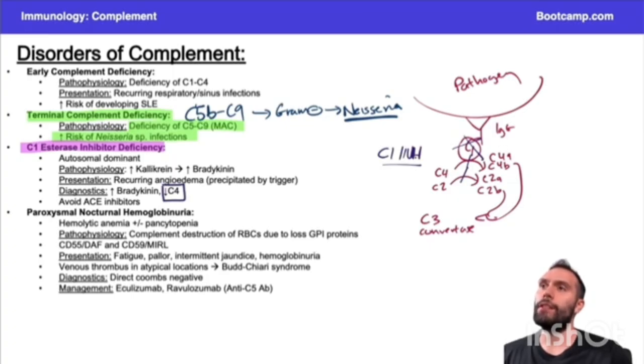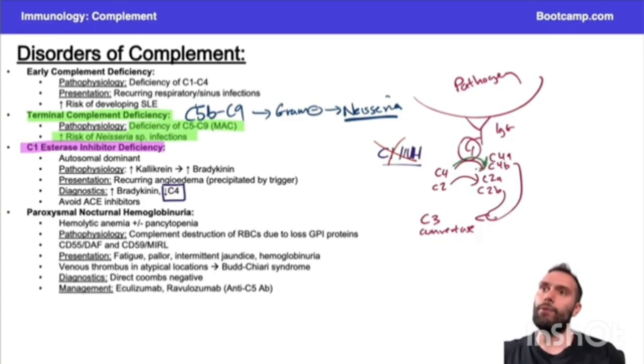So if for whatever reason you didn't have this C1 esterase inhibitor, let's do this in another color, let's just say you didn't have the C1 esterase inhibitor. So you didn't have it, or you had really low levels of it. What would happen is it wouldn't be able to inhibit the C1 component. And so if it wouldn't be able to inhibit the C1 component, this C1 component might go overactive.